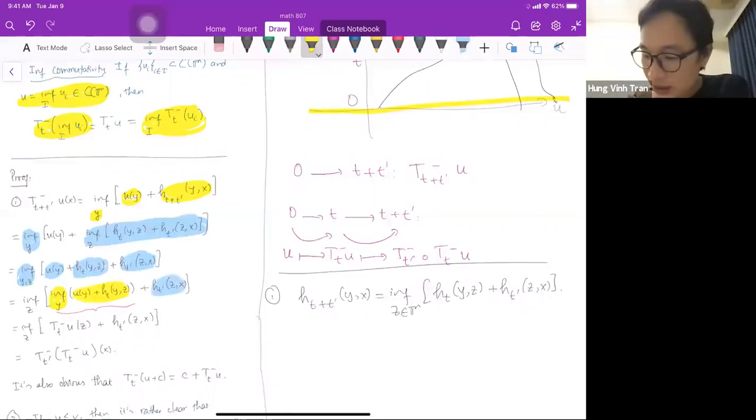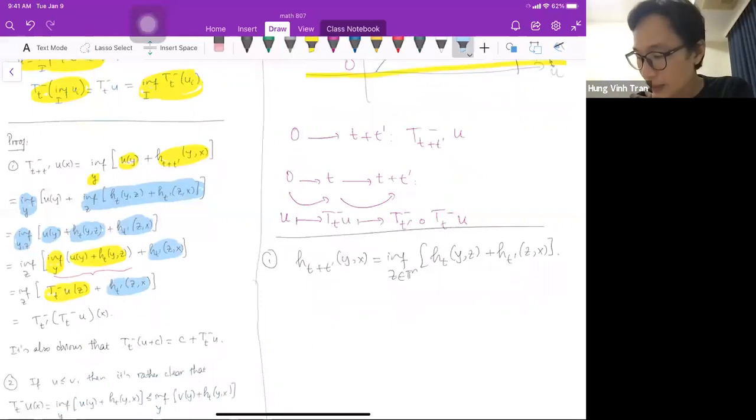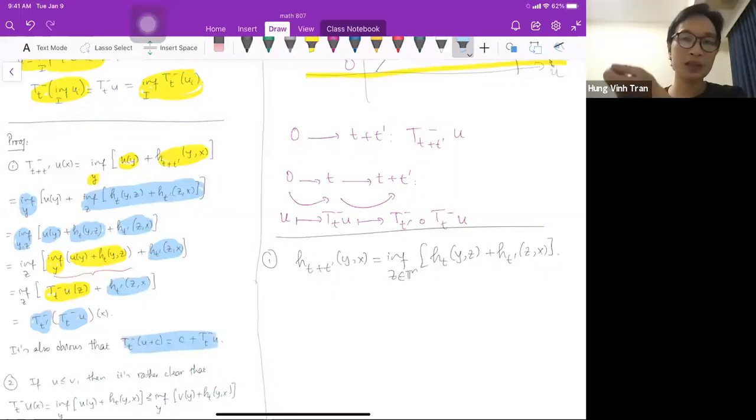By definition, the inf of the first one equals T_t^-(u)(z), and the second one is still being kept. By definition, this is nothing but T_{t'}^- composed with T_t^- of u, and that's it. So we have that. The property of adding a constant is obvious, because you just put a constant in and the constant can be in or out; you can just pull it out.